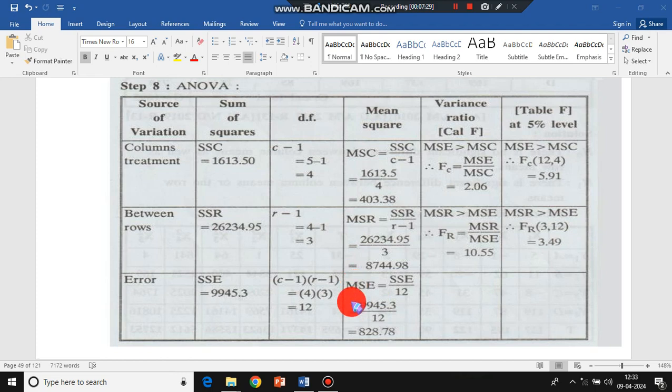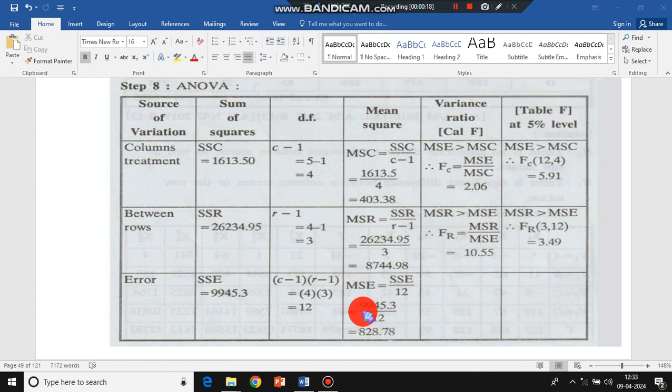So mean square error equals SSE divided by (c minus 1) into (r minus 1). That is what MSE is. So SSE divided by (c minus 1) into (r minus 1).